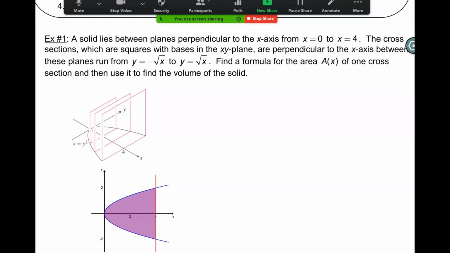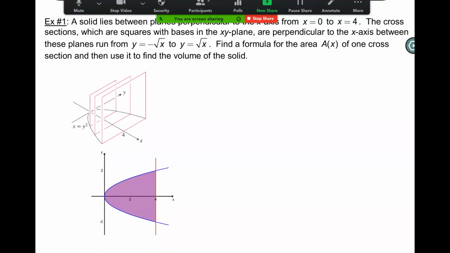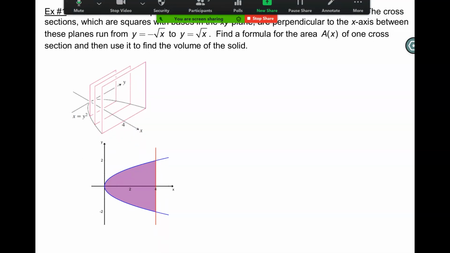A solid lies between planes perpendicular to the x-axis from x equals 0 to x equals 4. The cross sections, which are squares with bases in the xy plane, are perpendicular to the x-axis. Between these planes, they run from y equals negative root x to y equals root x. Find a formula for the area A of x of one cross section, and then use it to find the volume of the solid. Oof, that's a lot.